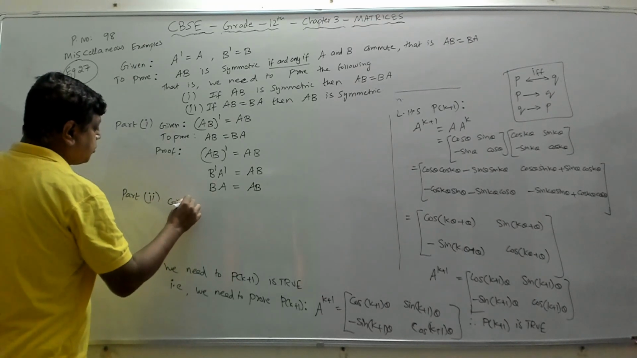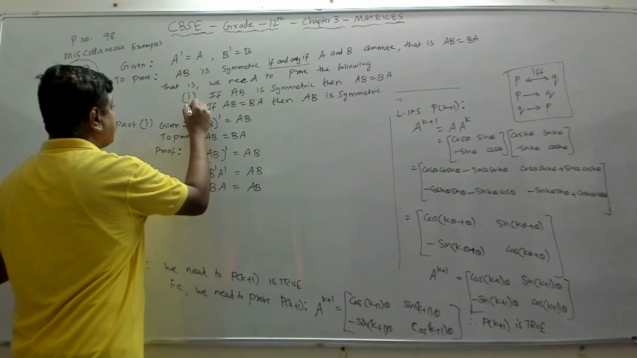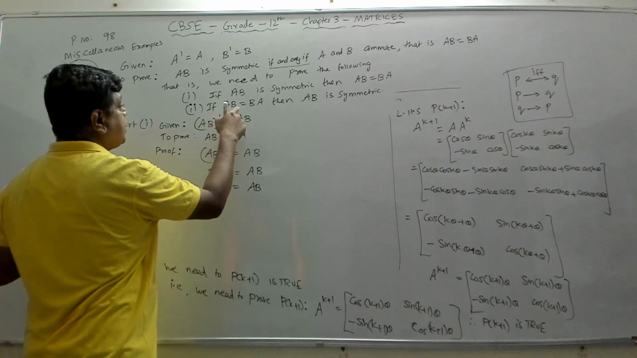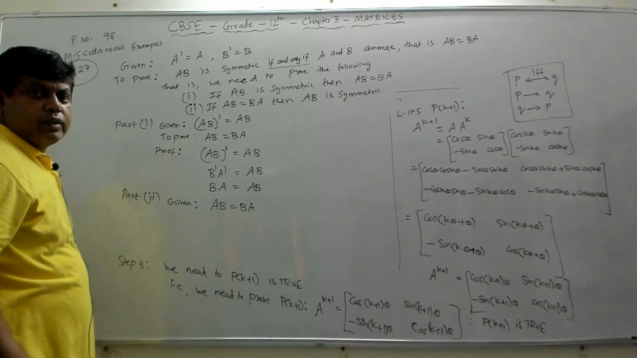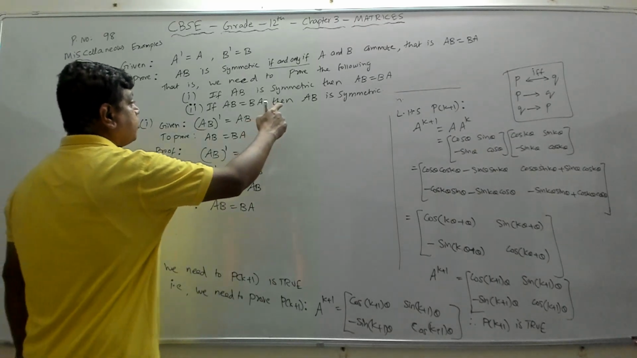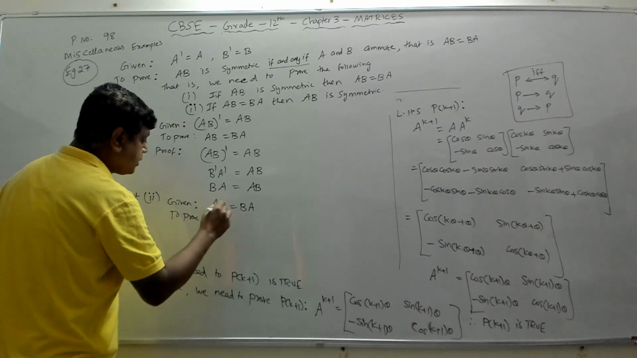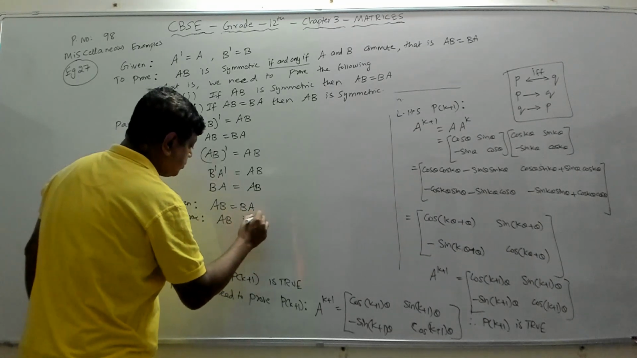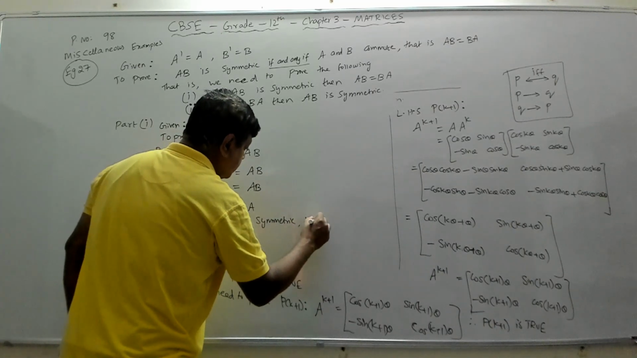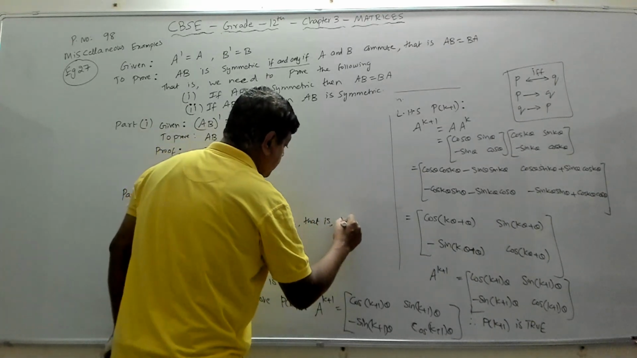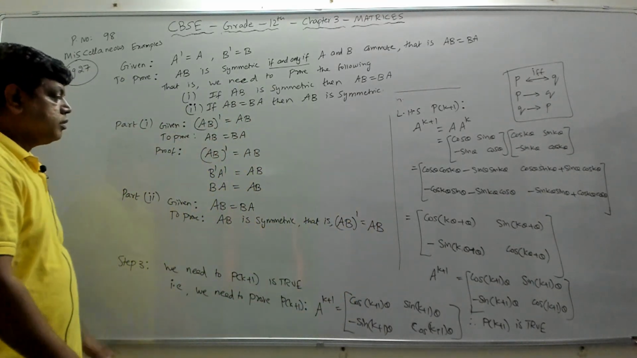What is given in part 2? This is part 2. Right? Second part. Here AB is equal to BA, that is given. What is given? Given is AB is equal to BA. And what we have to prove? We have to prove that AB is symmetric. So to prove is AB is symmetric. Which means we should prove AB whole transpose equal to AB. This we have to prove. Then we can call AB as symmetric.